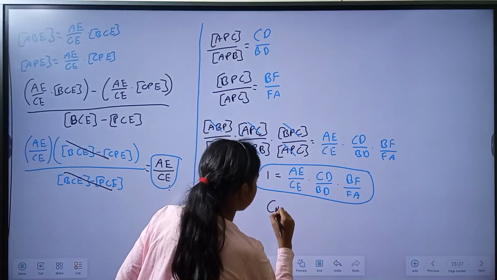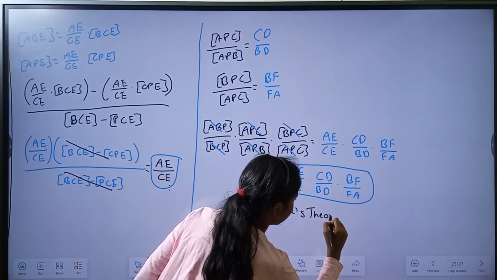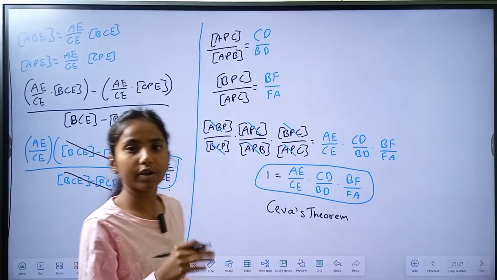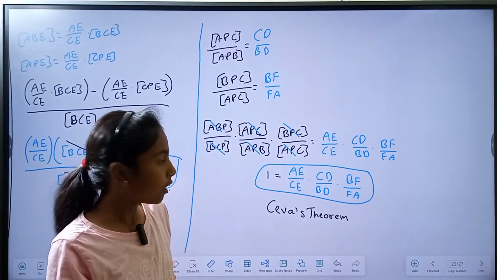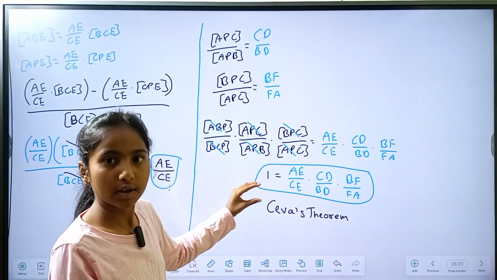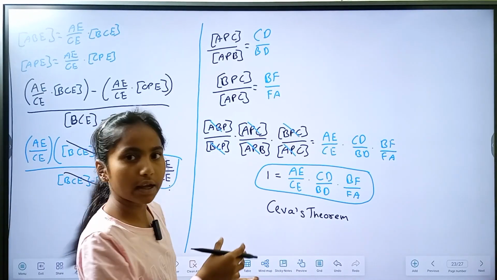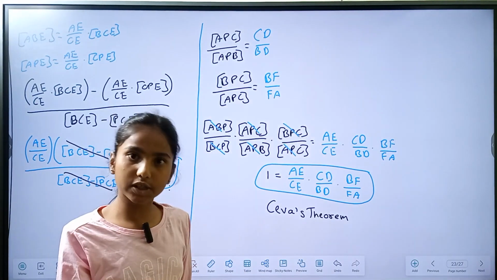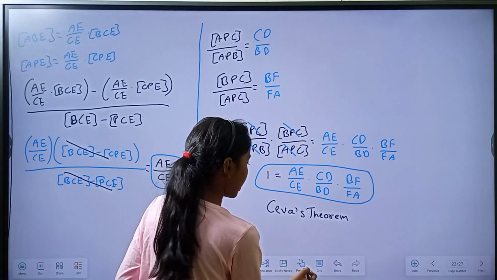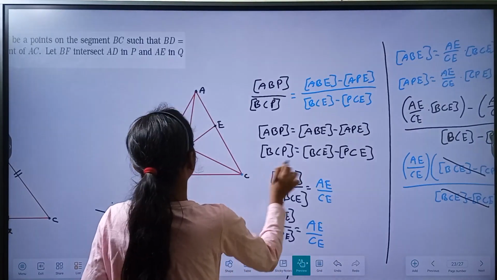This is called Ceva's theorem. And now, to prove the point of concurrence of Cevians, we can use Ceva's theorem. If this condition holds in the triangle, then we can say that the Cevians of the triangle are concurrent. If not, then they are not concurrent. Now let us get back to the question. Let us solve the question.